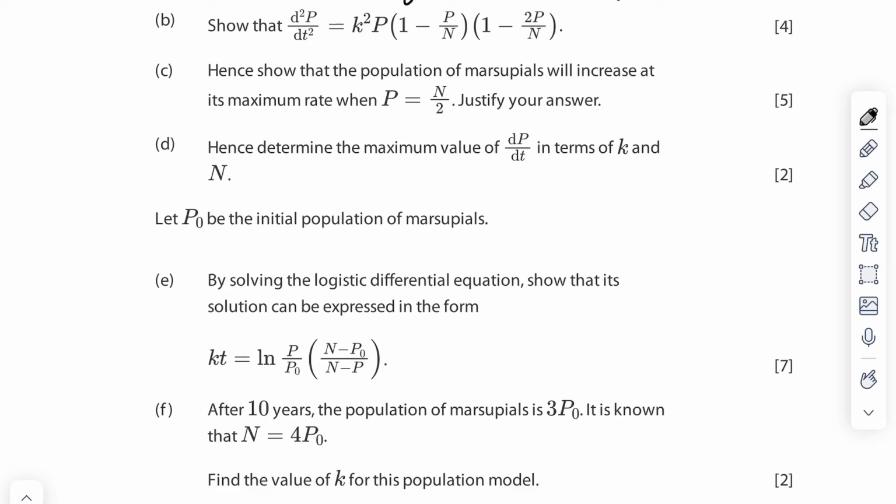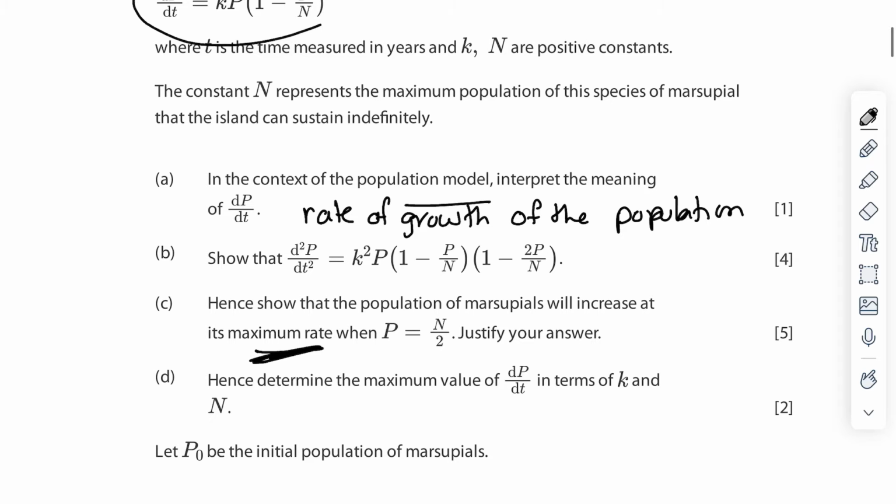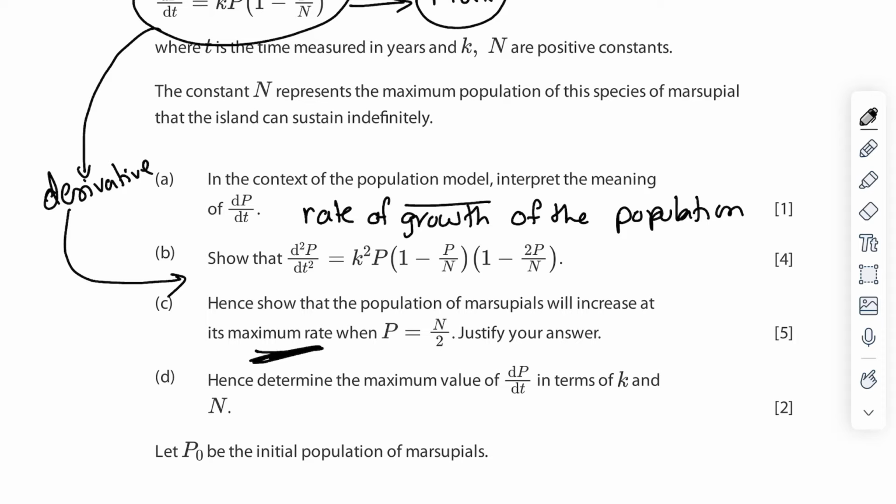Now, hence show that the population will increase at a maximum rate. The rate should be maximum. What was the rate? This one. This one should be maximum. If this one should be maximum, it means its derivative should be equal to 0. What is its derivative? Its derivative is the second derivative. So, the second derivative should be equal to 0.